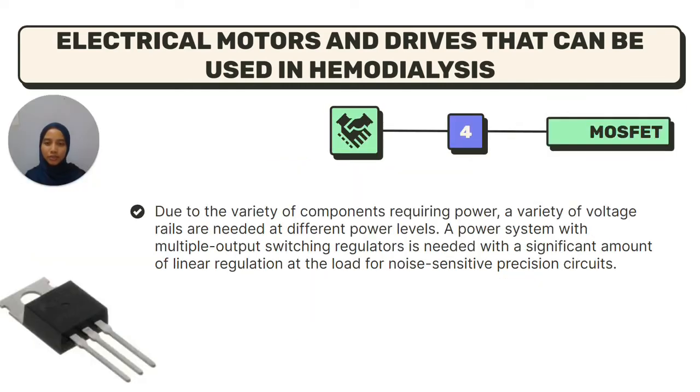Lastly is the MOSFET. Due to the variety of components that require power, a variety of voltage rails are needed at different power levels. A power system with multiple output switching regulators is needed with a significant amount of linear regulation at the load for noise-sensitive precision circuits.